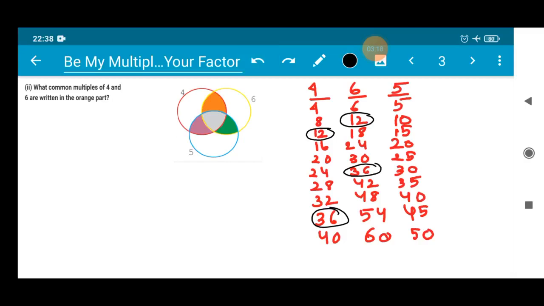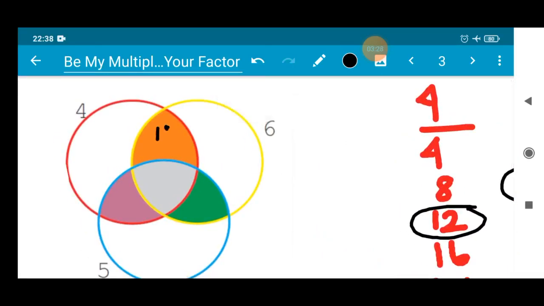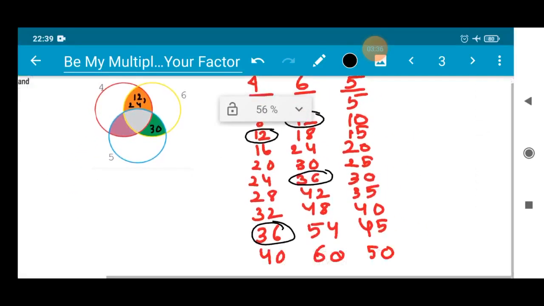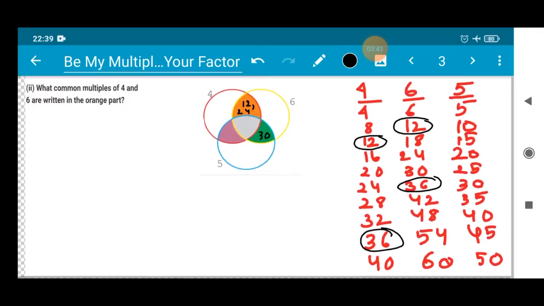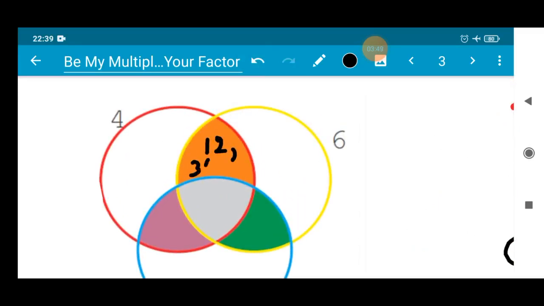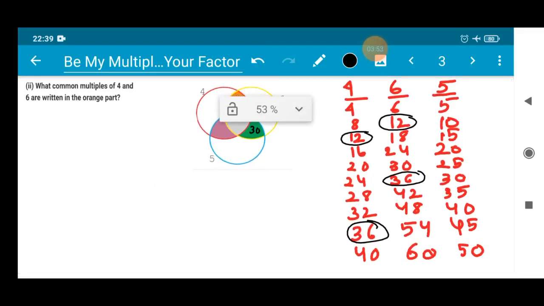So we have to write the common multiples of 4 and 6 in the orange part, right? So what are the common multiples? 12 and 24. So let me write down 12 and 24. Only we got this. And in the green part, we got only 30, since 6 5s are 30, 5 6s are 30, right? Okay, proceeding to the next question. Sorry, 24 was not the one, right? It is 36. So let me write down 36 here. This is my mistake. Okay, proceeding to the next one.